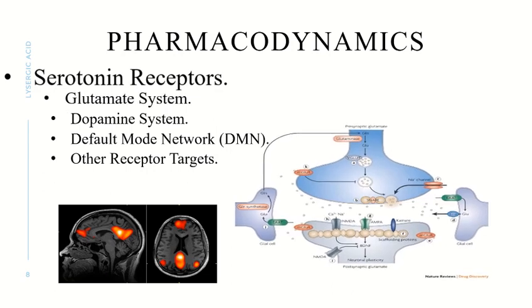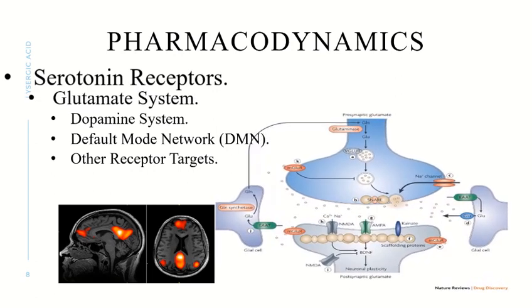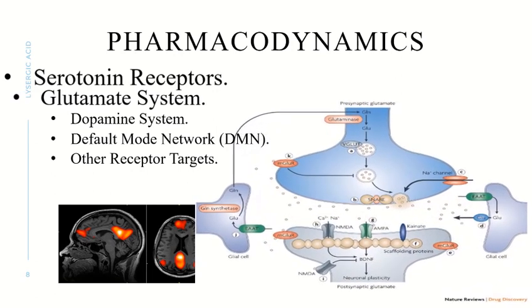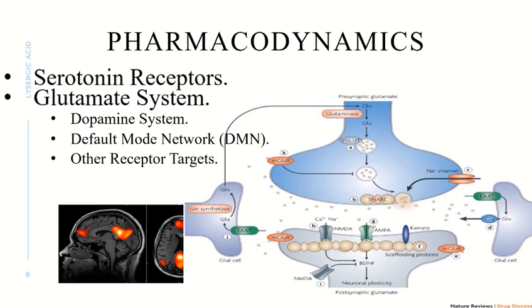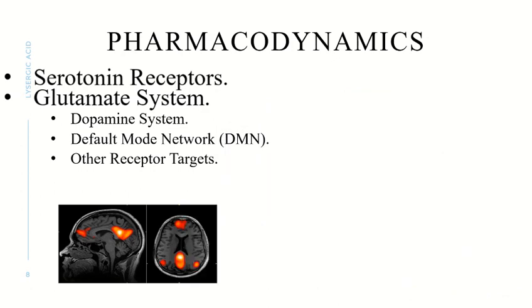Glutamate system. LSD affects the glutamate system, particularly by modulating the activity of N-methyl-D-aspartate, NMDA, receptors. It enhances glutamate release and influences glutamate receptor function, which may contribute to the altered sensory and cognitive experiences associated with LSD use.